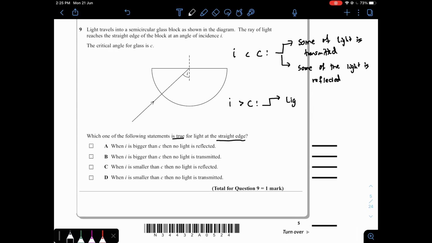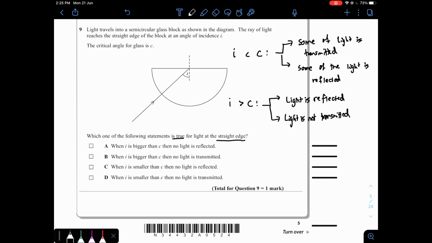Then all of the light is reflected, right? And what about the transmission? Is it transmitted? Nope. Light is not transmitted at all. Now let's see which ones apply to these statements.